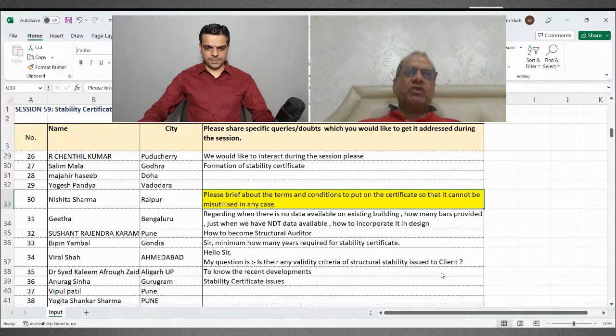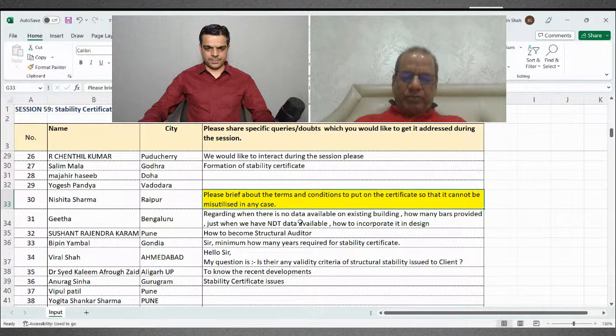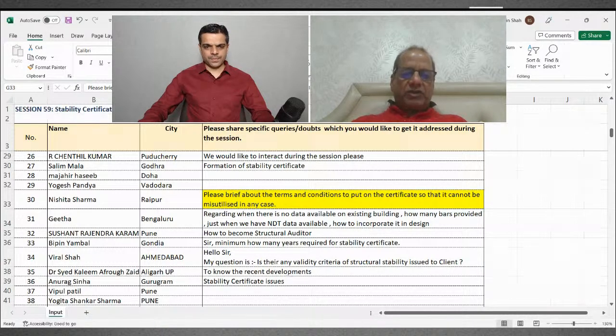If you want to make it more relevant, you should also mention that the building has been designed for so many floors. So that if, suppose, after 10 or 20 years two more floors have been added and something goes wrong, then it is very clear that these two floors are additional and were not part of the original design.